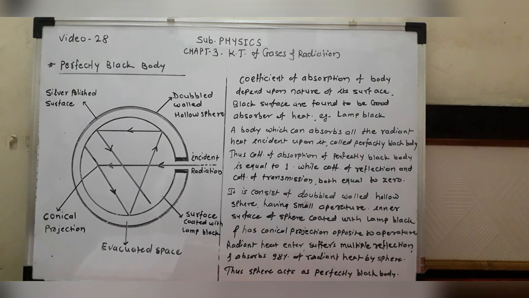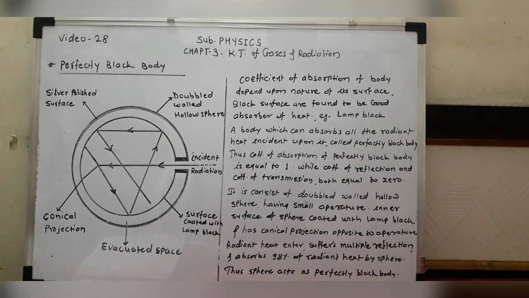Now we can see this perfectly black body in detail. We know that the coefficient of absorption of a body depends upon the nature of its surface, and also we know that black surfaces are good absorbers of heat. For example, lamp black absorbs more than 98% of the radiant heat incident upon it.